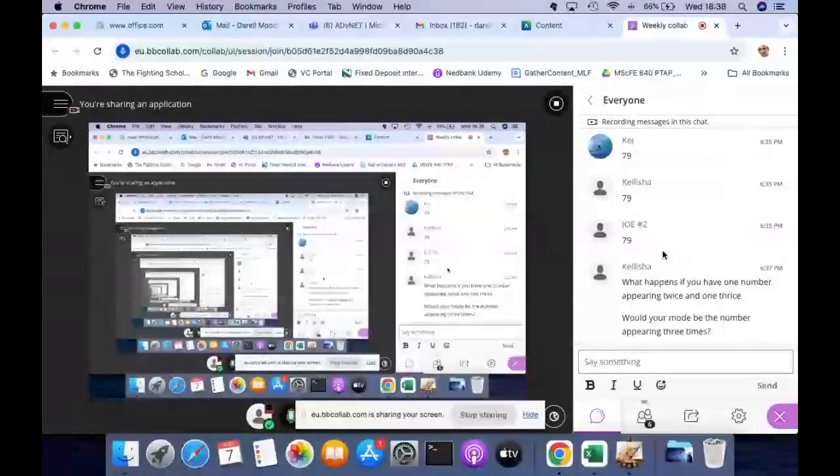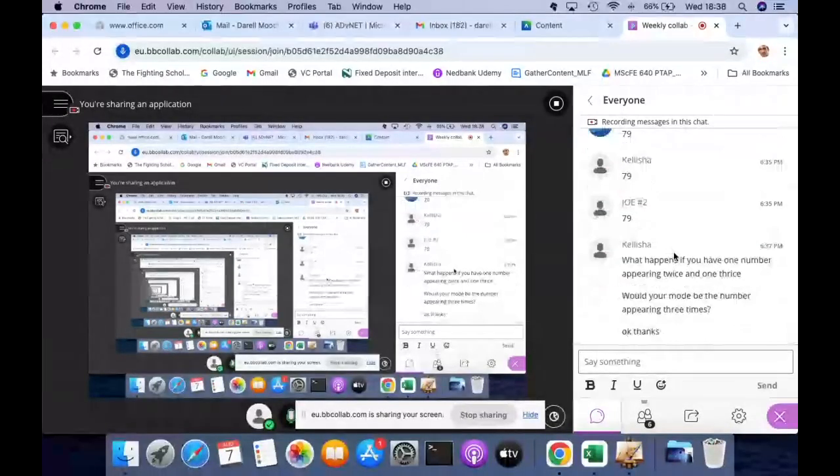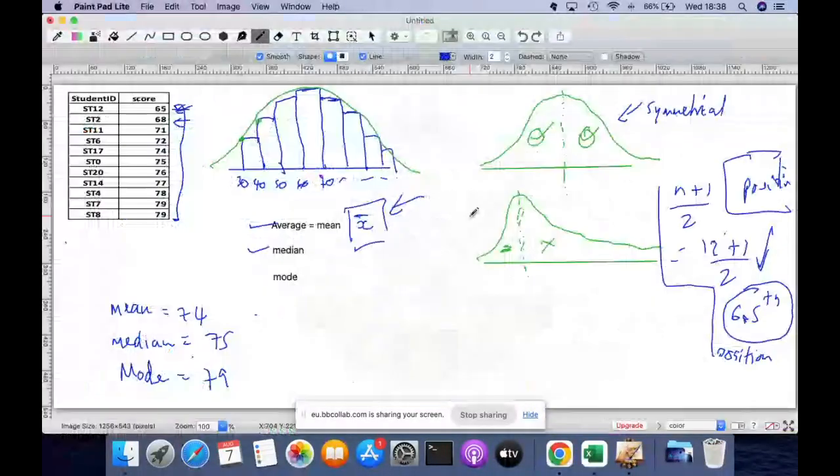What happens if you have one number printed twice and one thrice? So cliche, then the number that occurs thrice is your mode. It's the number that occurs the most amount of times. I think you dropped off. Okay, I hope that answers that.